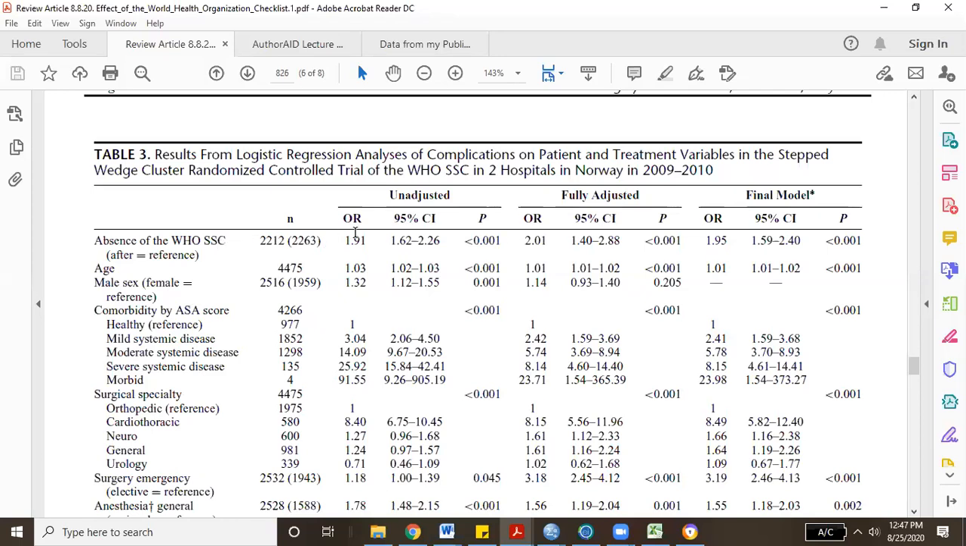So from this result, I would recommend that the WHO surgical safety checklist should be utilized, should be used, because both my unadjusted and my fully adjusted have shown that that variable is truly, truly significant. And so policymakers and stakeholders should pay attention to ensuring that there is thorough, critical, or full implementation of the use of the WHO surgical safety checklist.